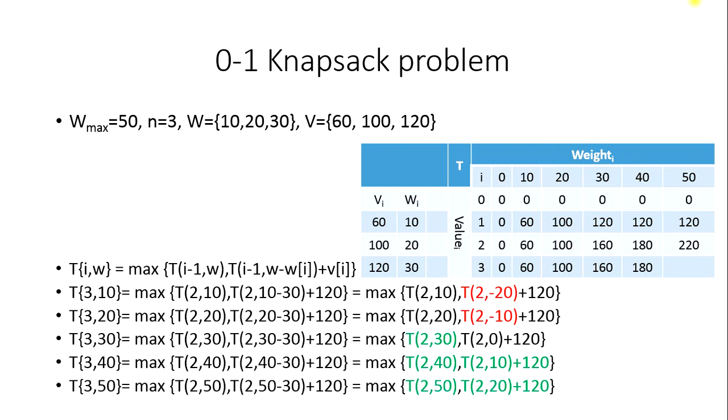Similarly, 3 comma 50, we have choice on the first one of the argument is 2 comma 50, second argument is 2 comma 20 plus 120. 2 comma 50 is 220, 2 comma 20 is 100 plus 120 is equal to 220. So both arguments yield the same value, so you can place 220 in the table, and you can see that using 0/1 knapsack, the maximum value that can be placed in the bag within 50 kg limit is $220.